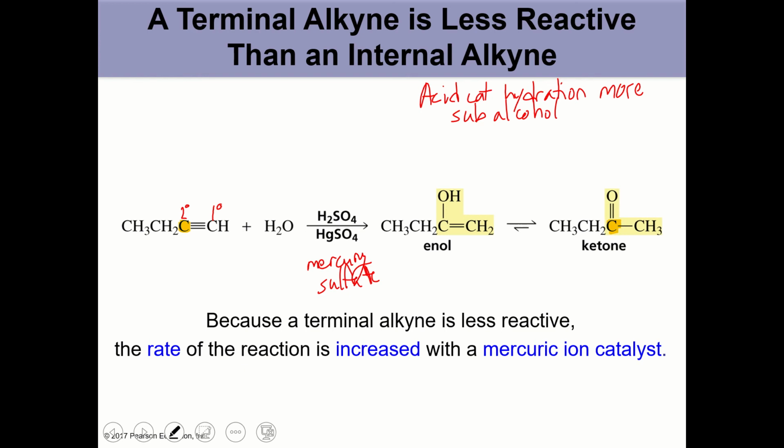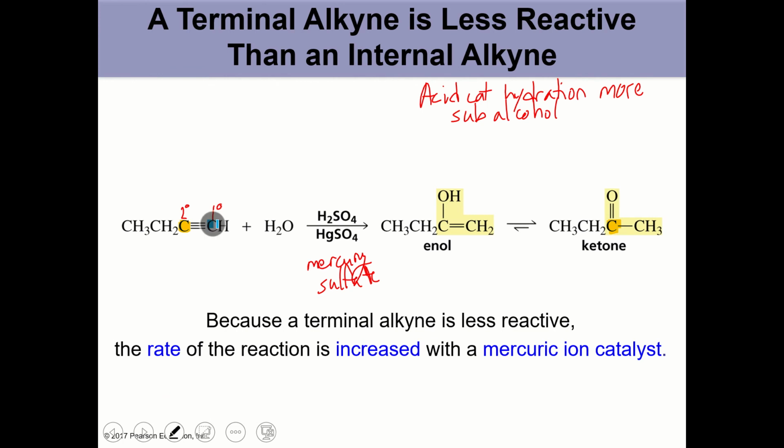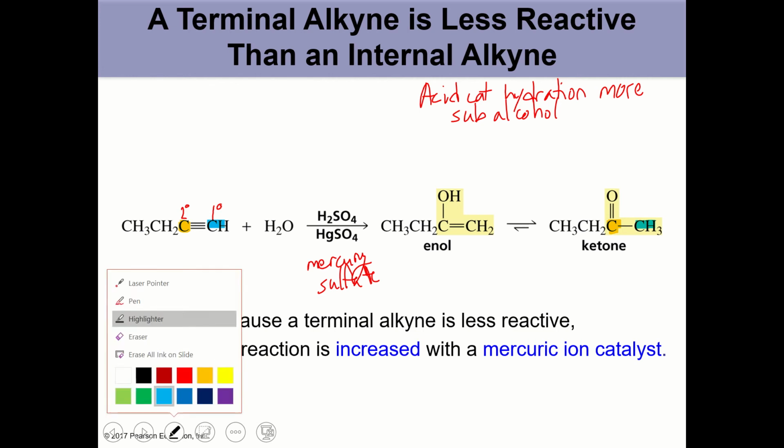So the orange carbon in the reactant is secondary, it's more substituted. So in the product, that is the orange carbon that has a C double bond O. And what happens to the primary carbon is that it gains 2 hydrogens.